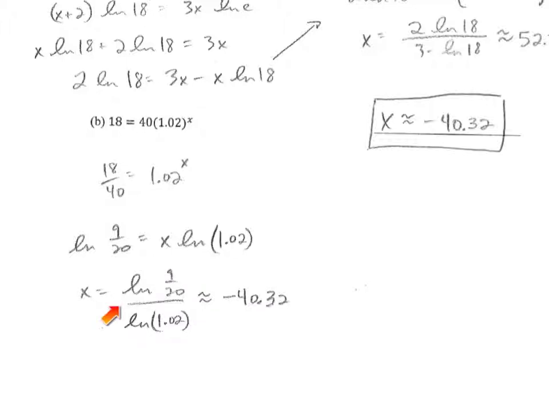And similar to part A, I've got a natural log expression. I wanted a decimal equivalent, so I used my calculator to get that. And I did plug it back in, and negative 40.32 does balance these two sides of the equation, and it makes both sides equal to 18.